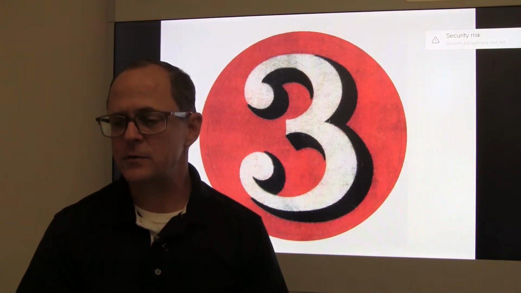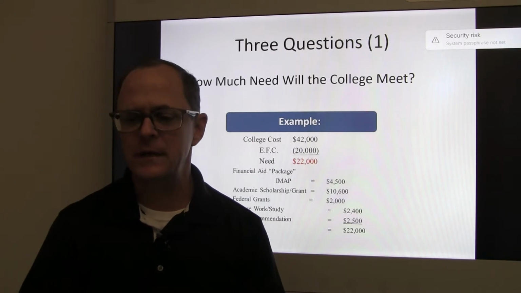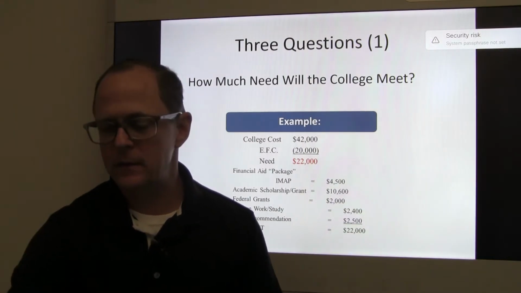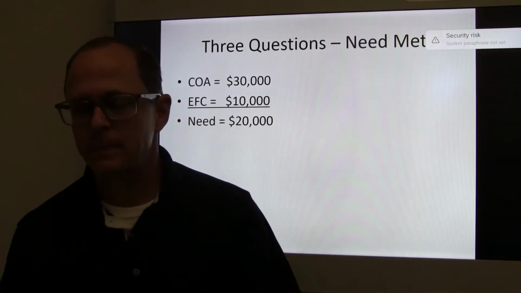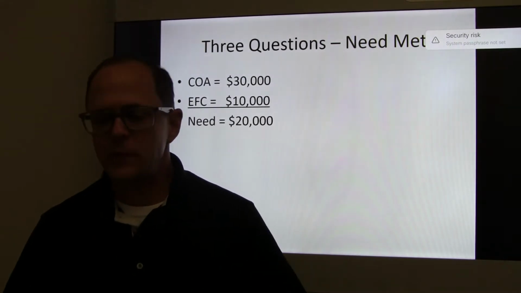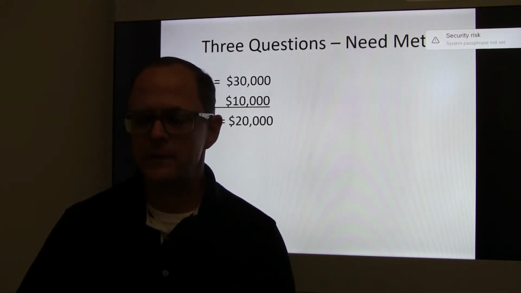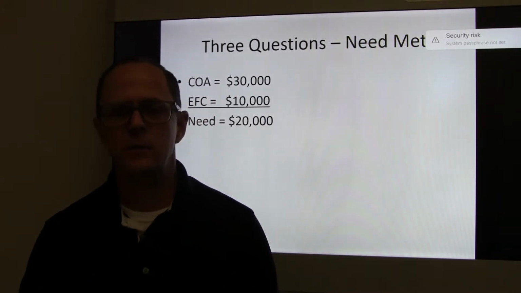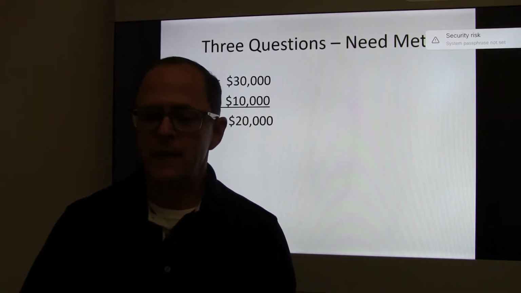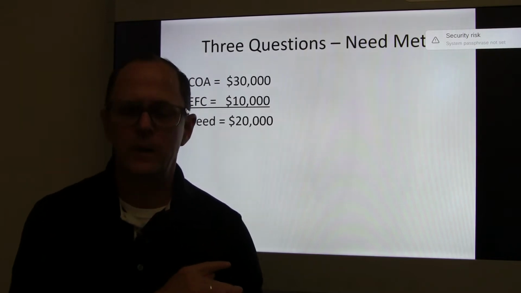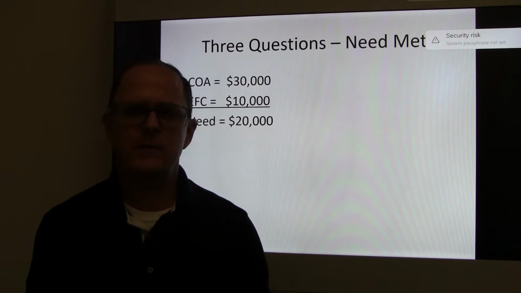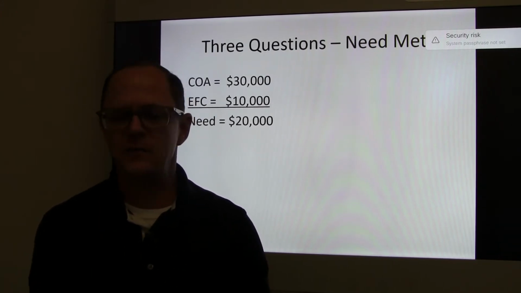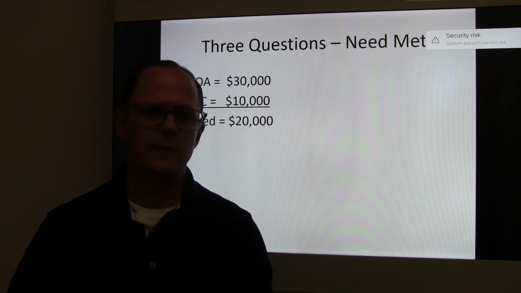There are 3 questions that you need to ask every college. And the first question is, how much need will you meet? So the formula is cost of attendance subtract EFC equals need. So the first thing that we want to do is try and get our EFC as low as possible, and sometimes there are some things that we can do to lower that number. In my example here on the screen, we've got a cost of attendance of $30,000. We'll do simple numbers. $30,000 is the COA, the EFC is $10,000, and we've got a need of $20,000.